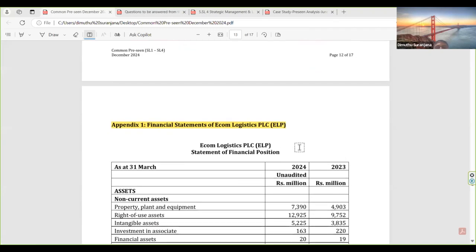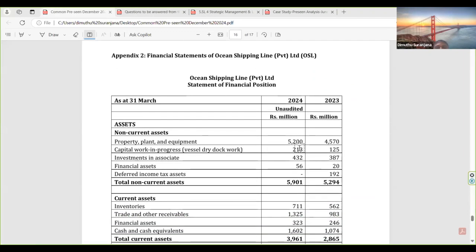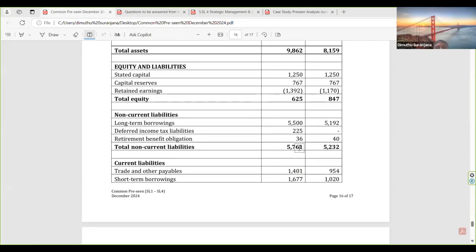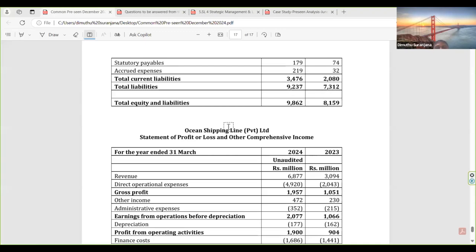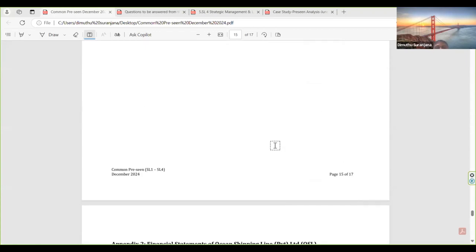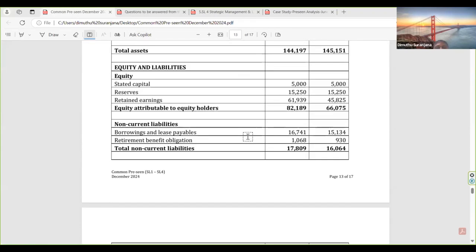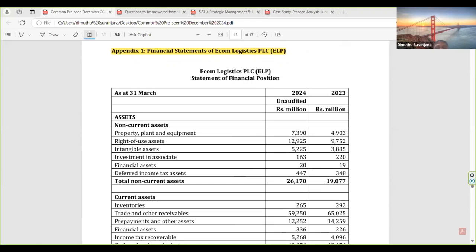So the financial statements of Ecom Logistics PLC, then the associate information also in Appendix 3. I think this one is the ocean shipping line one, right? So that is outside the scope of considerations, right?